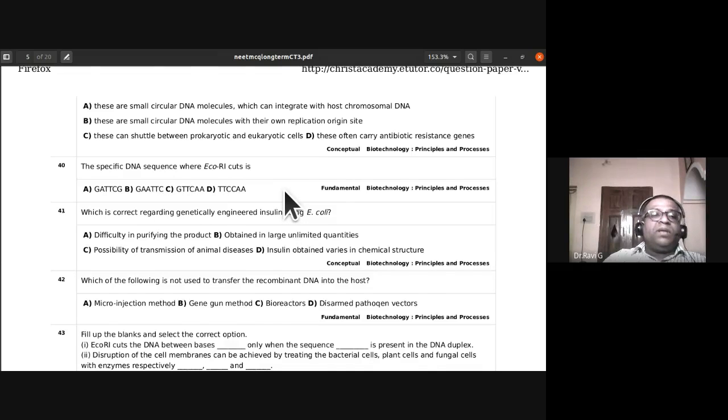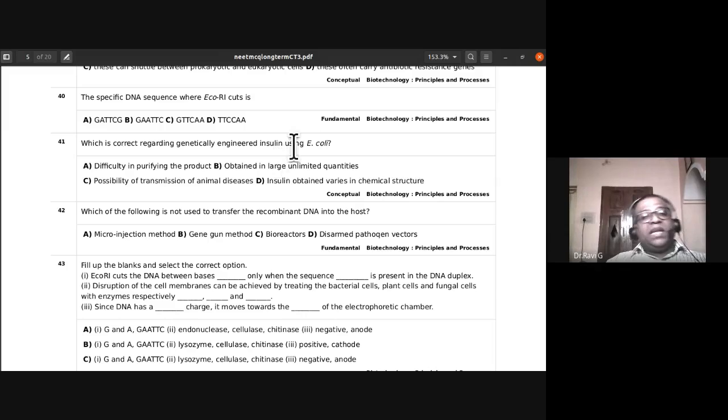Which is correct regarding genetically engineered insulin using E. coli? So difficulty in purifying the product, obtained in large unlimited quantities, possibility of transmission of animal disease, insulin obtained varies in chemical structure. Which is correct regarding genetically engineered insulin? Three are wrong, one is right. Using E. coli, which is correct? It can be obtained in large unlimited quantities. That is the right answer.